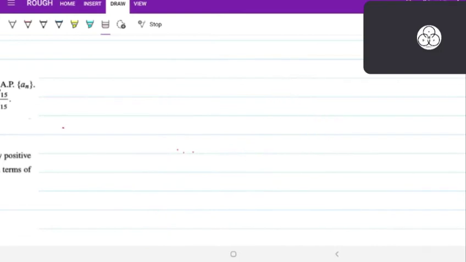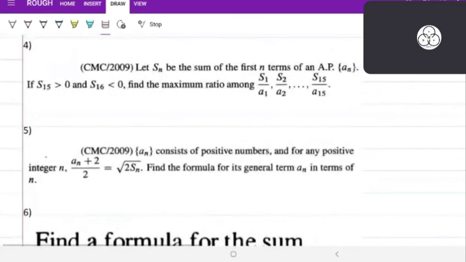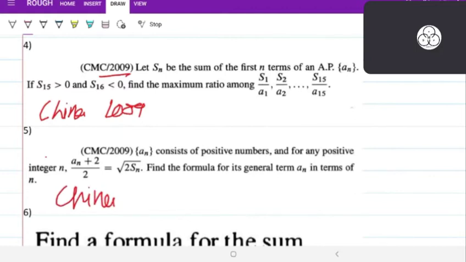I will reveal the sources, definitely. Why not? This is China, written only. China 2009. This is also China 2009.